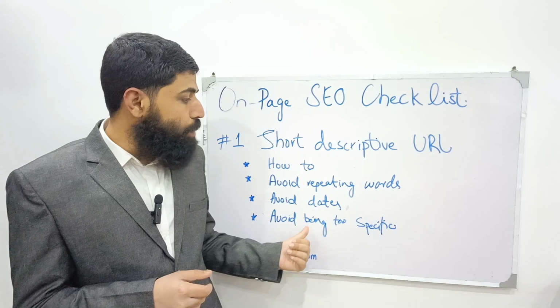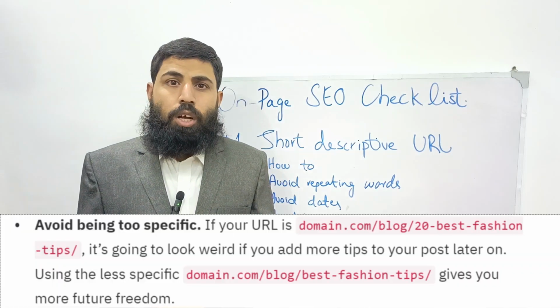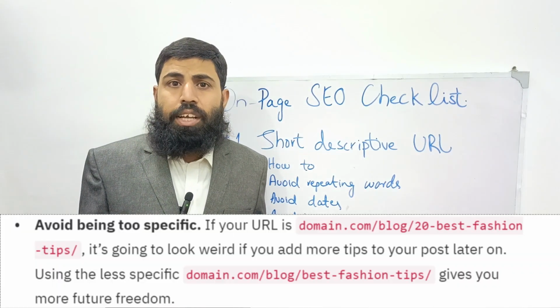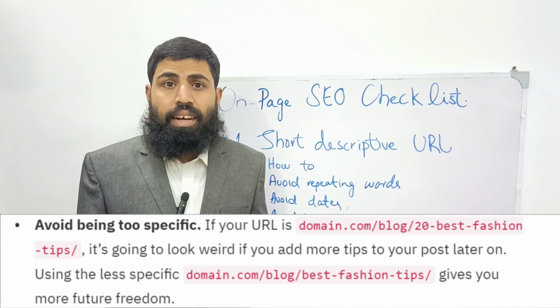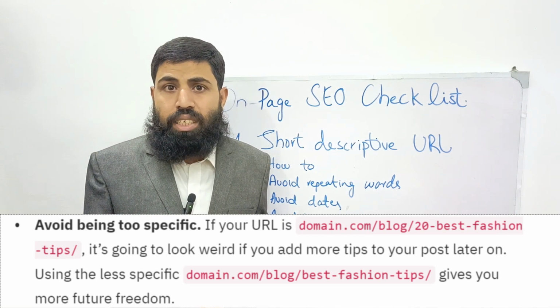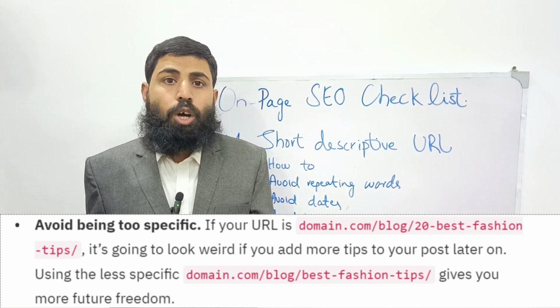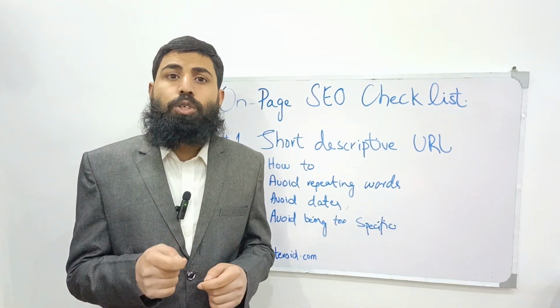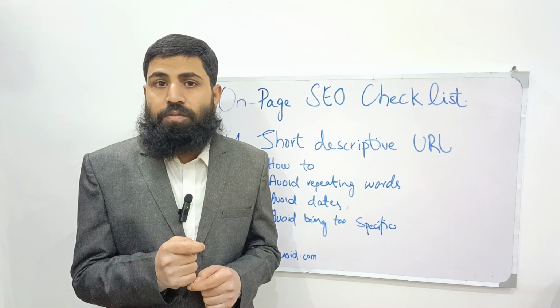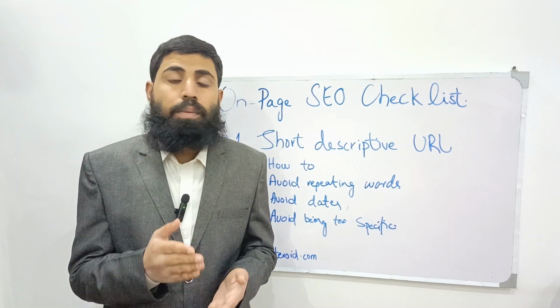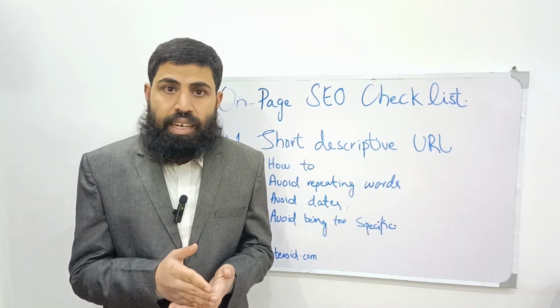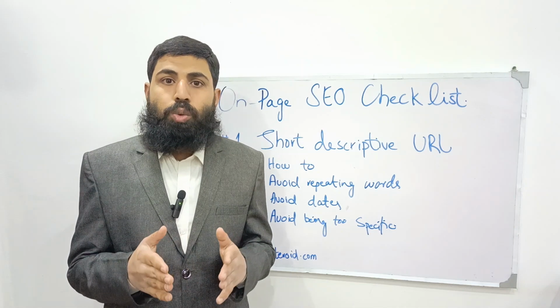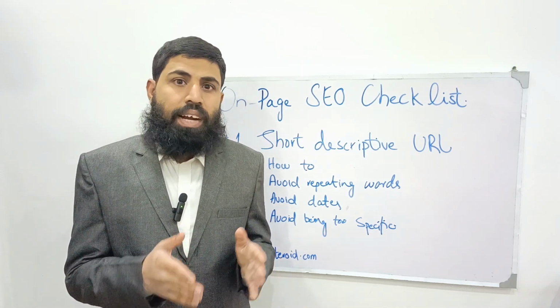Third, avoid being too specific. Do not be too specific in your blog posts, like writing 20 best places to visit or 5 best pizza ovens or something like that. It's not a good practice. Make sure to use unpredictable words like best places to visit, best pizza oven, or something like that. In this way, your URL is short, descriptive, and to the point.